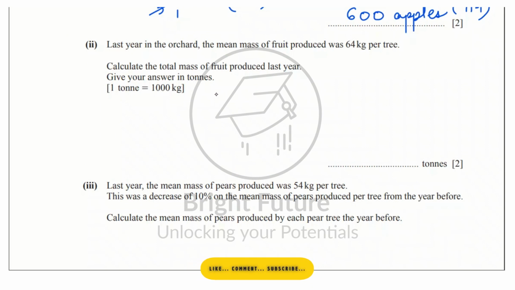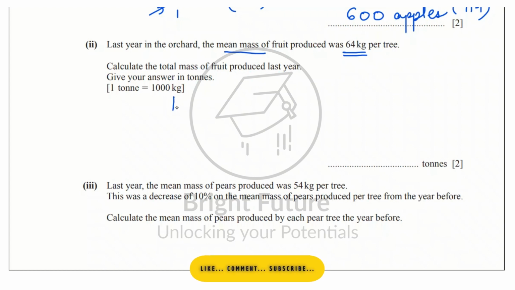Last year in the orchid, the mean mass of fruit produced was 64 kg per tree. Calculate the total mass of fruit produced last year. Give your answer in tons. 1 ton is equal to 1000 kgs. So the mean mass of fruit produced is 64 kgs per tree. That means one tree produces 64 kgs of fruit. This is the mean mass. You have to find out the total mass of fruit produced per year.